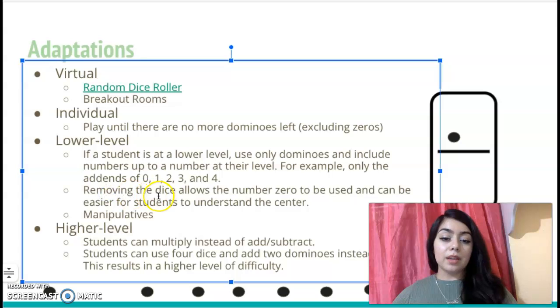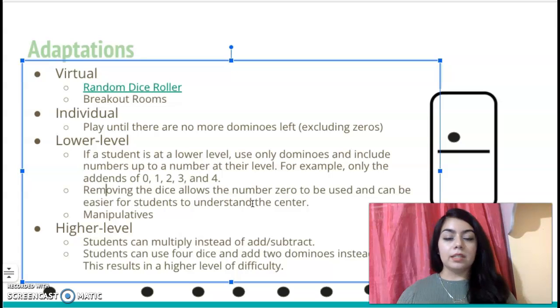So removing the dice aspect allows the number 0 to be used. Like I said before, there's no 0 on the die, and it can be easier for students to understand the center. So including only one material instead of dice and dominoes can make it less complicated for students. Instead of using both, they can just grab a domino, and the teacher would have removed from the domino set numbers that include 6 and 6, 6 and 5, 6 and 4. If they only want to use 0, 1, 2, 3, they can use those add-ins or maybe include 4, and the student can add the top and the bottom to come up with the sum.